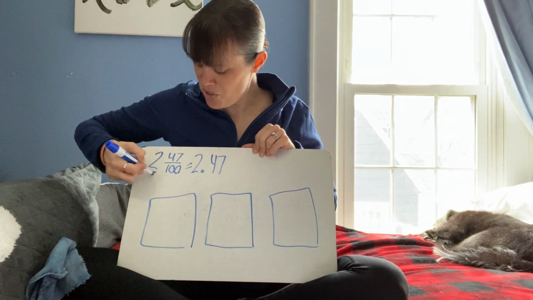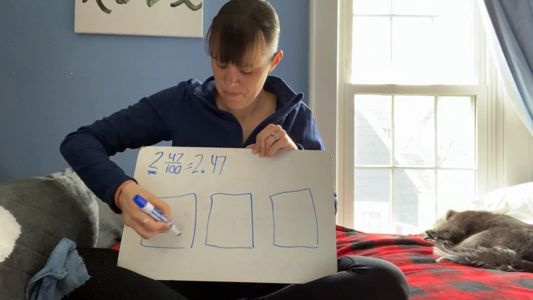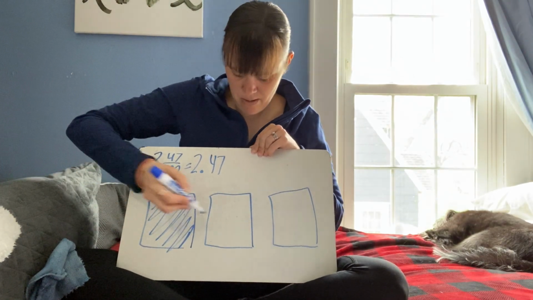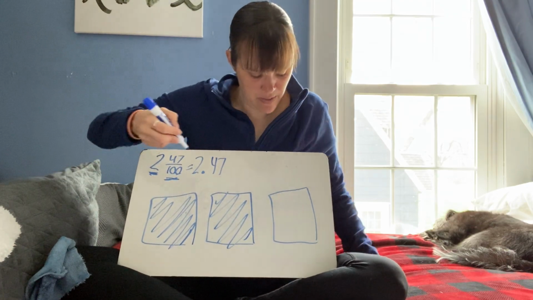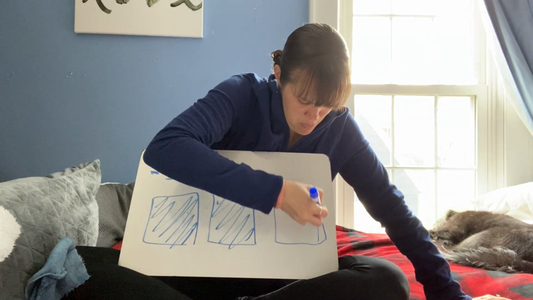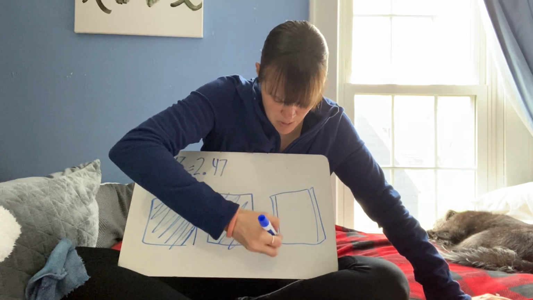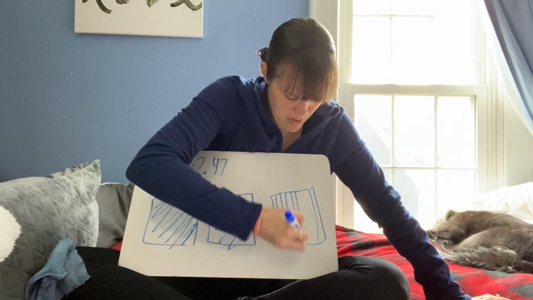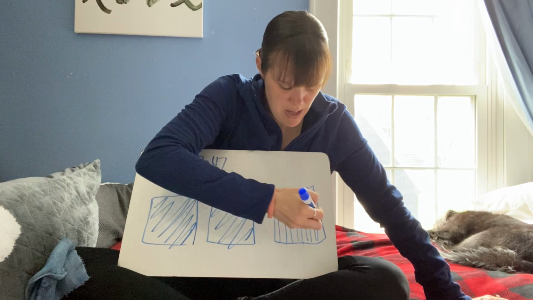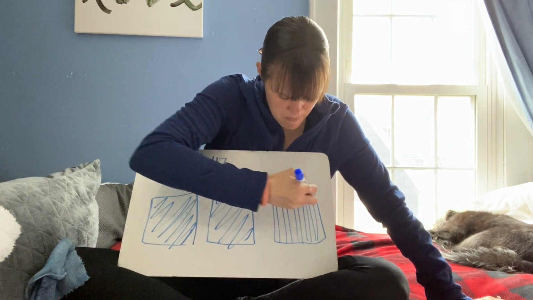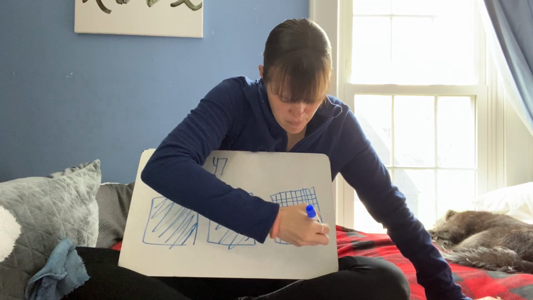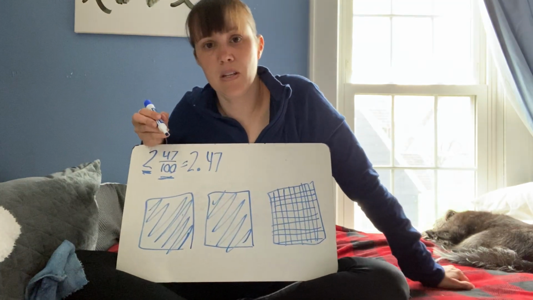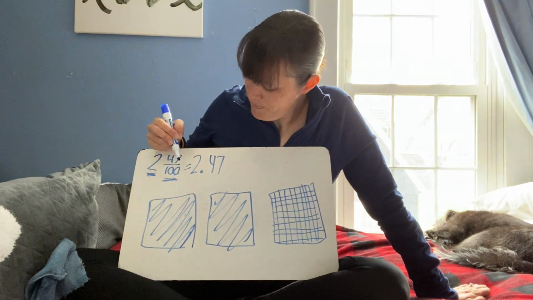Well, I already need to shade in 2 whole. So let's shade in 1, 2. That is 2 whole. And now I have to do 47 hundredths. I should probably do this correctly. 1, 2, 3, 4, 5, 6, 7, 8. And there's my 9th. I just did it already because I knew I needed to.